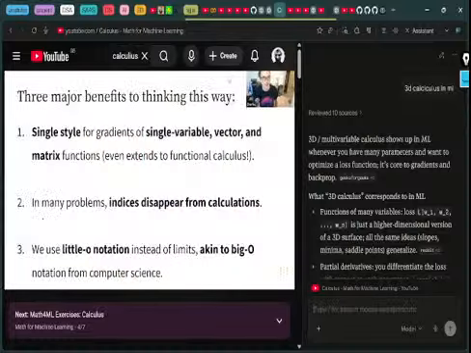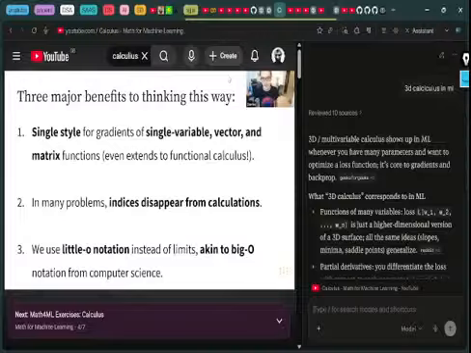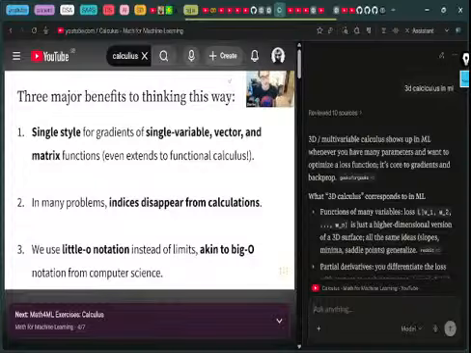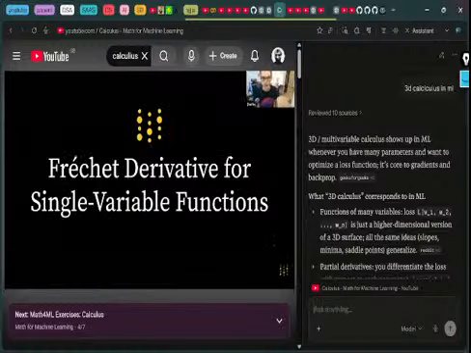The three benefits are that we're going to end up with a single style for thinking about gradients, aka derivatives of single variable, vector and matrix functions. We're going to drop indices from all of our calculations, so it's not going to be this big thicket of i's and j's and k's as sometimes happens when you do vector calculus. And we'll also get a chance to use something called the little o notation instead of limits, which has connections to the big O notation from computer science, and I think it's just a little bit more intuitive and easier to work with. So let's talk about how this works for single variable functions.